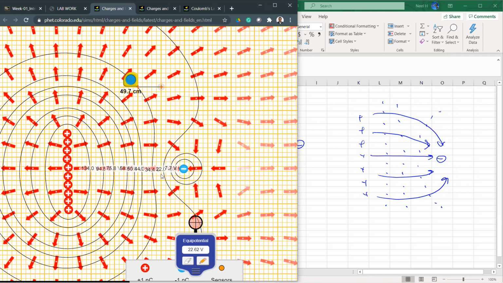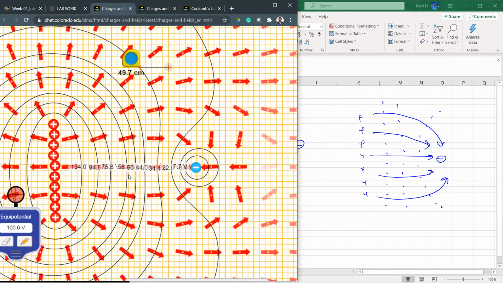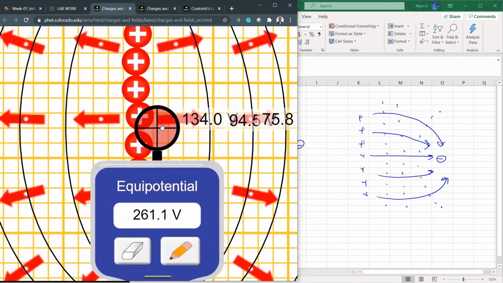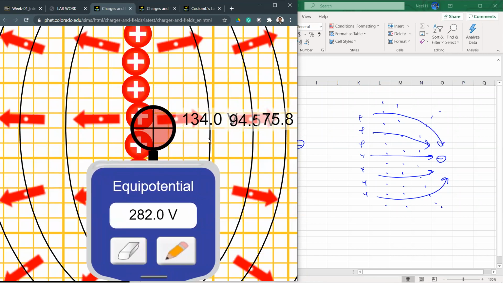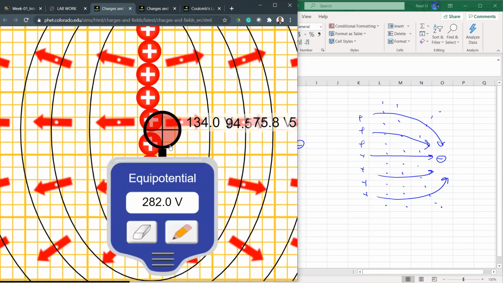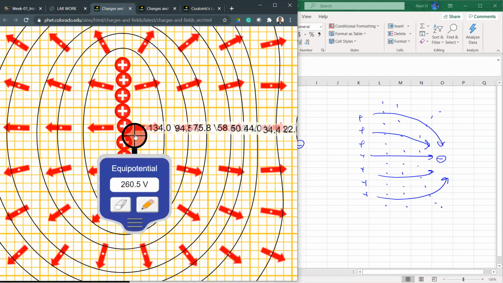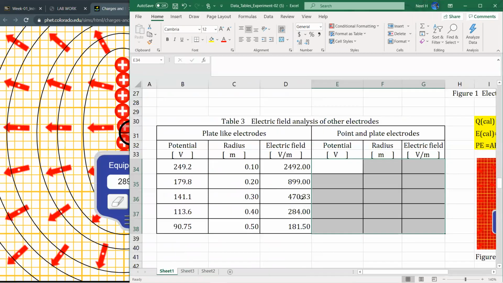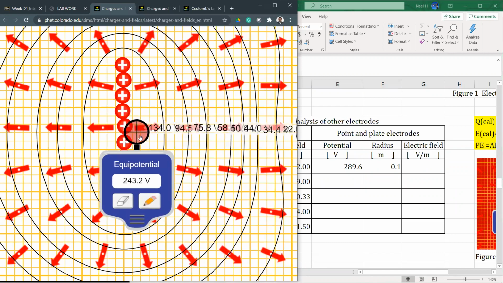Okay, let's do a couple of measurements for this one too, like we did earlier. Let's go back to close to the positive electrode and measure 5 different points. Starting from the 10 centimeter line, the first one is maybe 289.6. Voltage 289.6 at 10 centimeters. We can do the electric field at the end. Okay, let's do the measurements first.